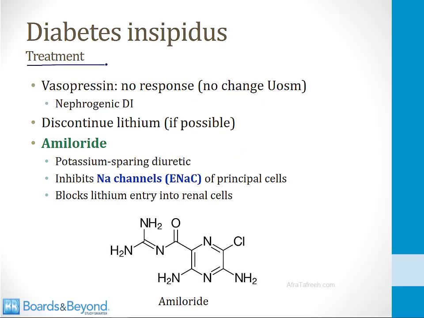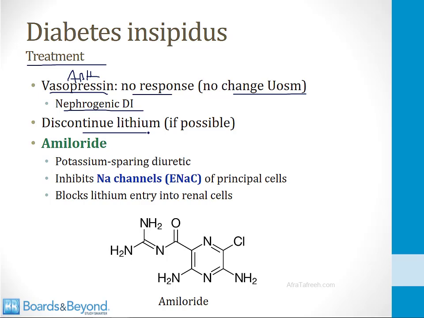In terms of treatment of nephrogenic diabetes insipidus caused by lithium, if you administer vasopressin, which is an antidiuretic hormone analog, you will see no response. In other words, no change in the urine osmolarity, and that's because this is a form of nephrogenic DI, and only central diabetes insipidus responds to vasopressin. The ideal treatment is to discontinue the lithium, but this is not always possible. Some patients with bipolar disorder really need the drug.